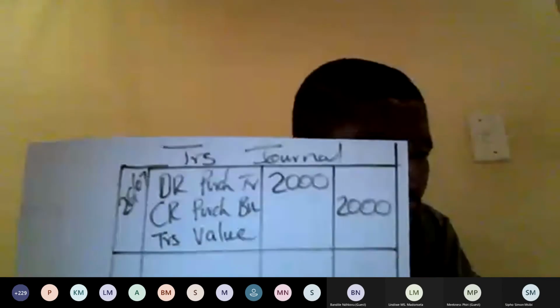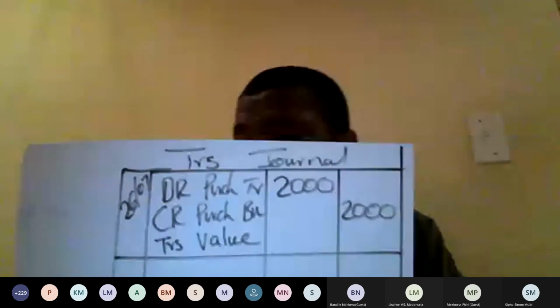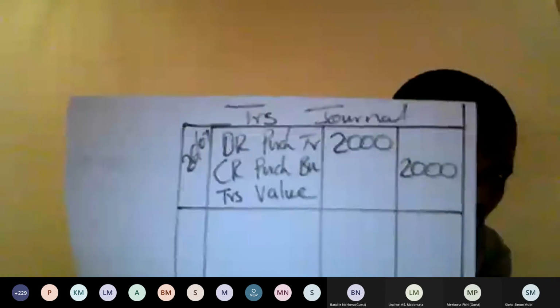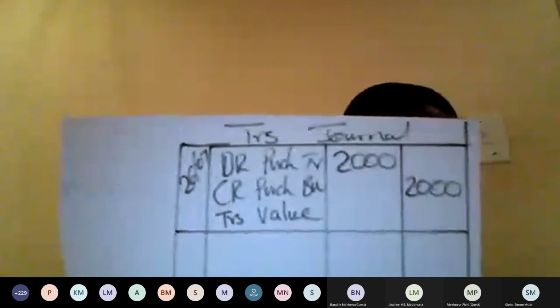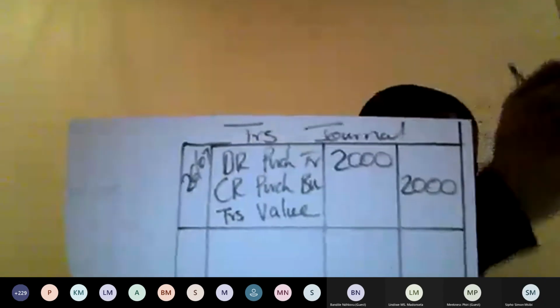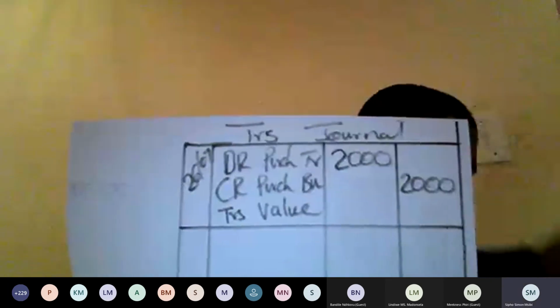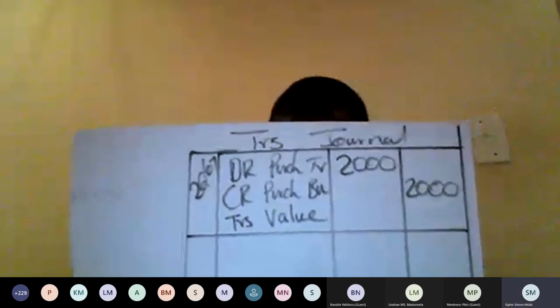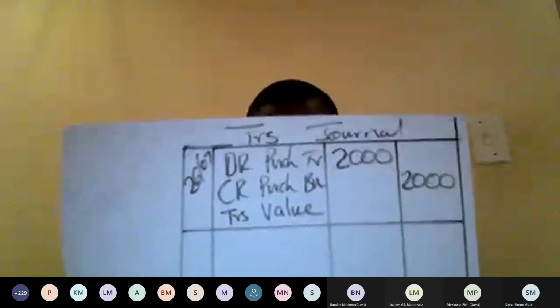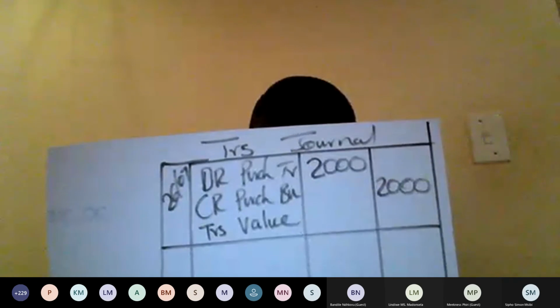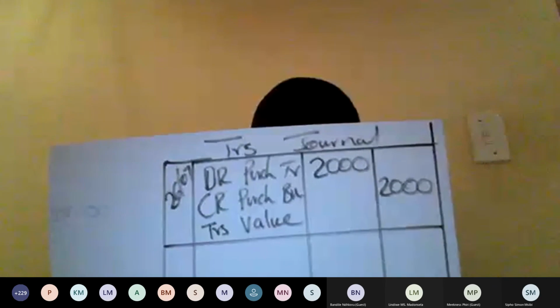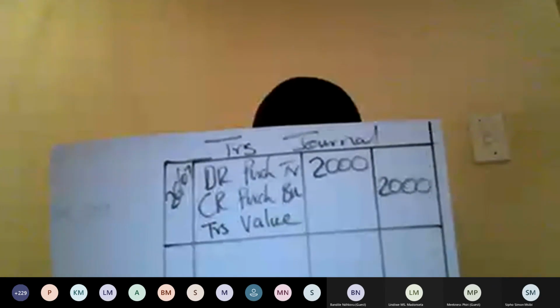In this transfer journal, you debit the purchaser's trust 2,000 rands, and credit the purchaser business with the same 2,000 rands. And as it is in that journal, you go to your ledgers and record it as it is. Let's go to the purchaser's trust and debit that 2,000 rands. 26 of 7, value 2,000 rands, and we are going to credit purchaser business.